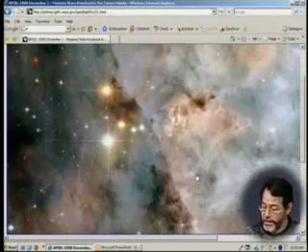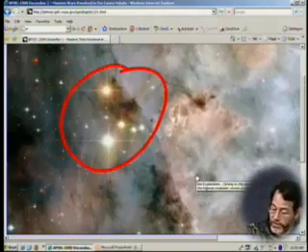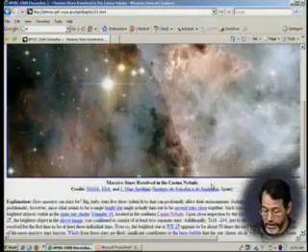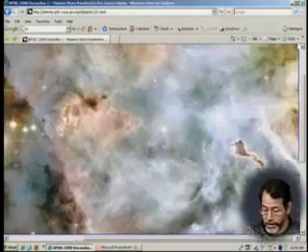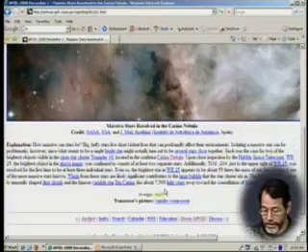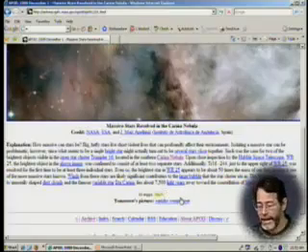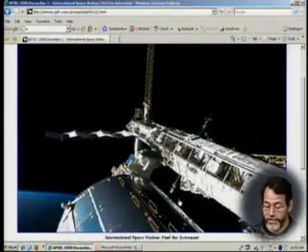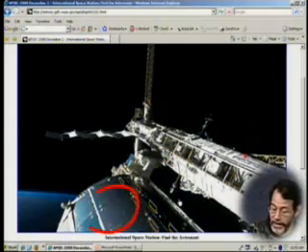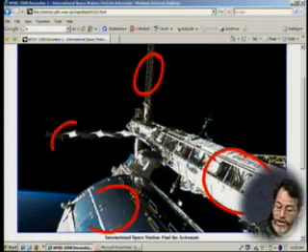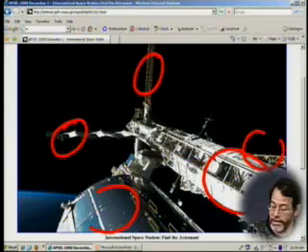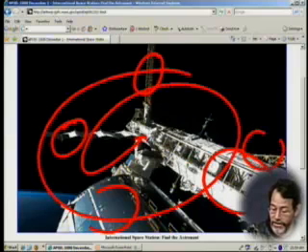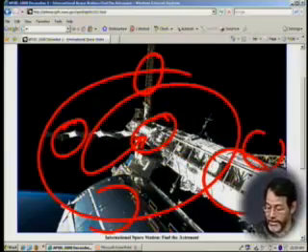Here you see a very massive open cluster of stars in the Carina Nebula, and there's some unusual looking gas clouds, molecular clouds that are forming stars. Here you can try to find the astronaut on the space station. This is the Columbus module. This is a truss on the space station. Here are some solar panels, and the astronaut is here. That's the astronaut.